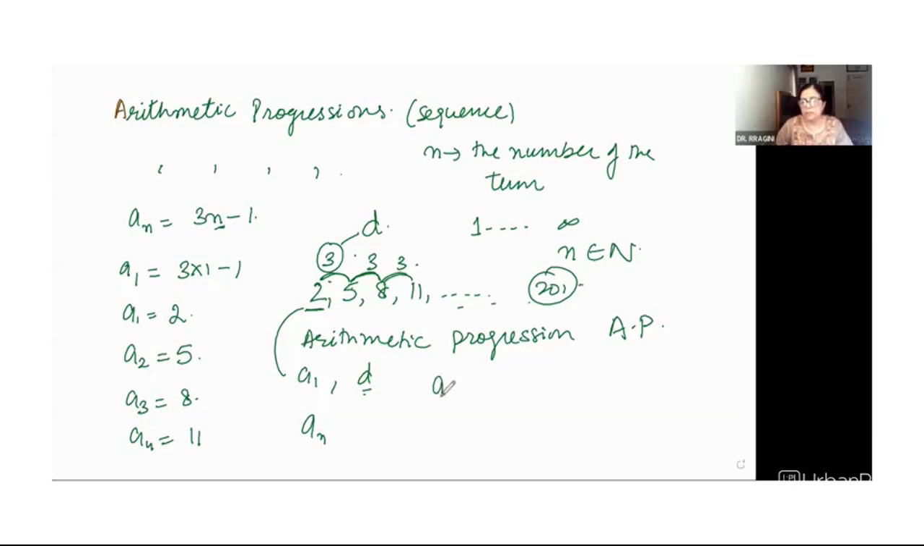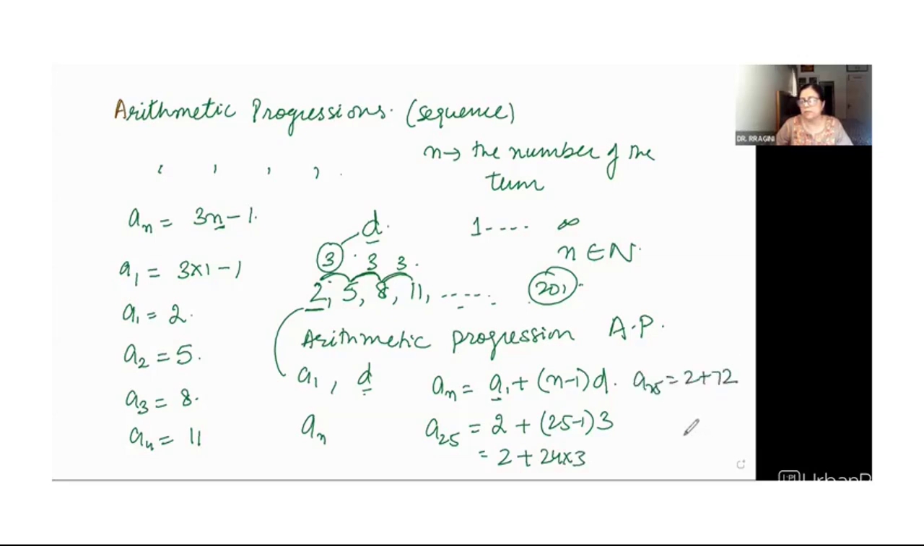You must have learned this in class 10. An is A1 plus n minus 1 times D. So if I want the 25th term, I will simply put n as 25. A1 here is 2, n minus 1 is 24, times D which is 3. This is 2 plus 24 times 3. So A25 becomes 2 plus 72, that is 74. So this is the formula for the nth term of an AP.